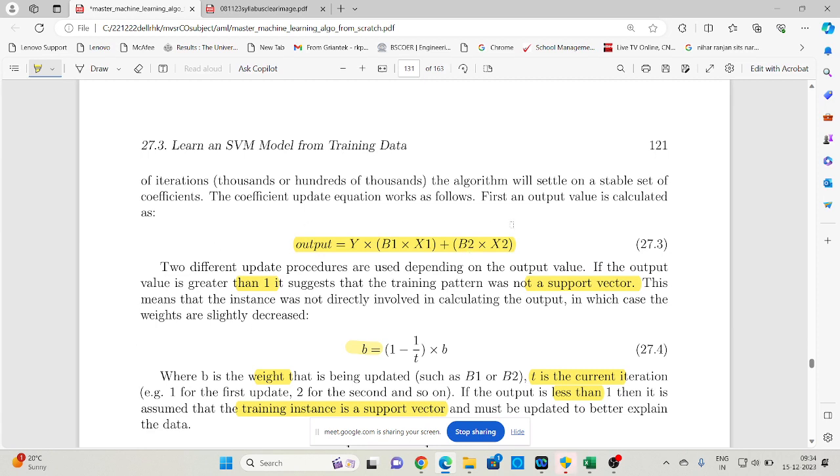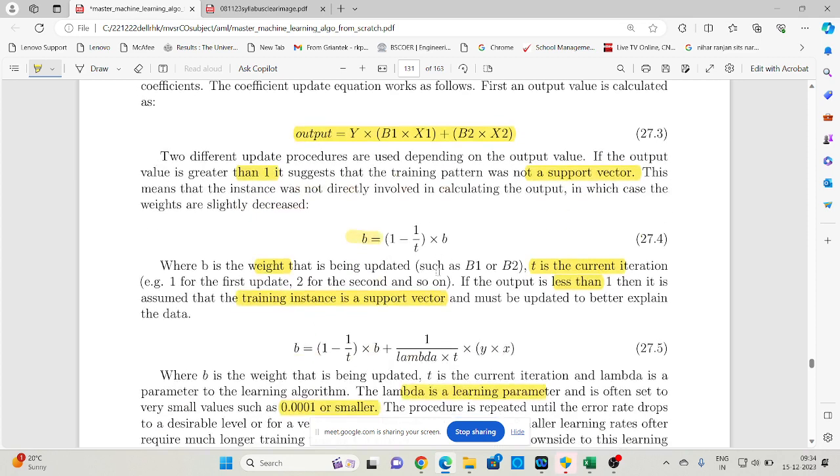First, we need to calculate an output value using this formula: y into (b1 x1 plus b2 x2). If the output value is greater than 1, then your training instance is not a support vector. If the output value is less than 1, naturally it's a support vector.